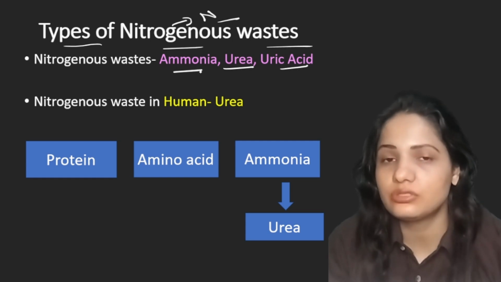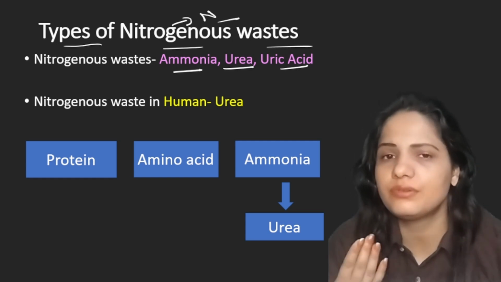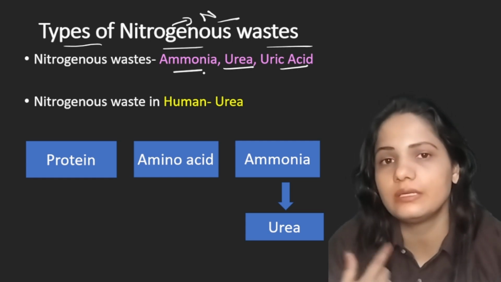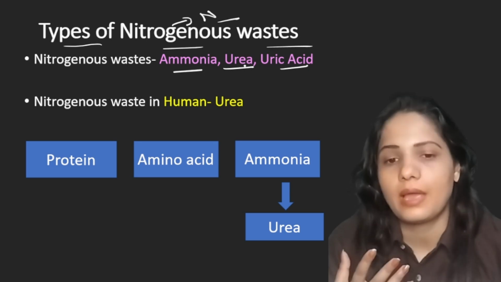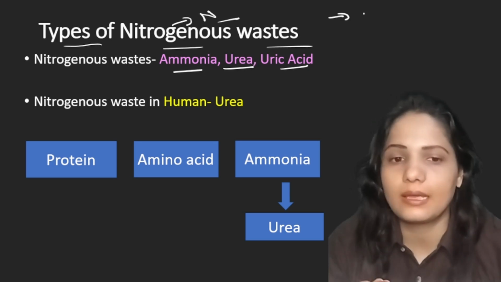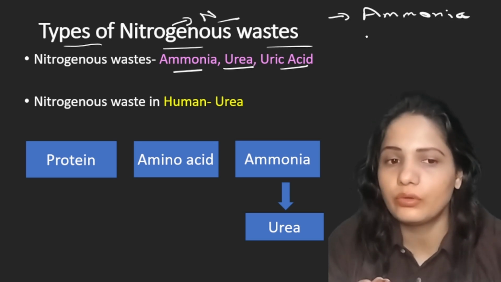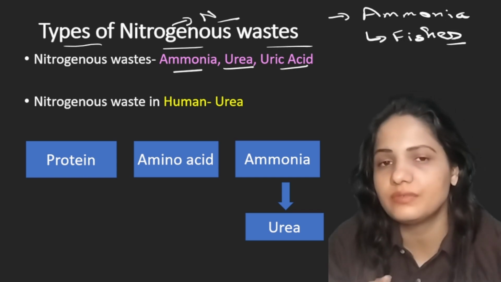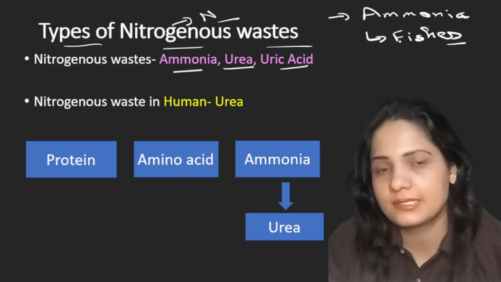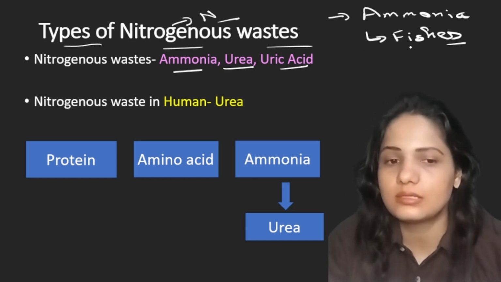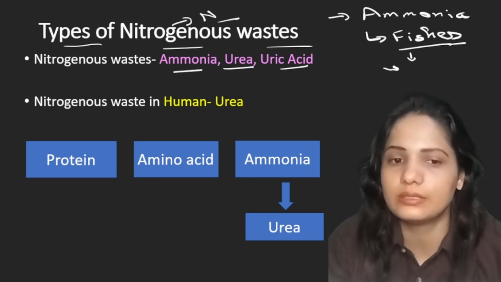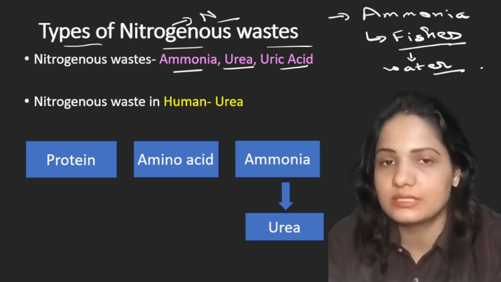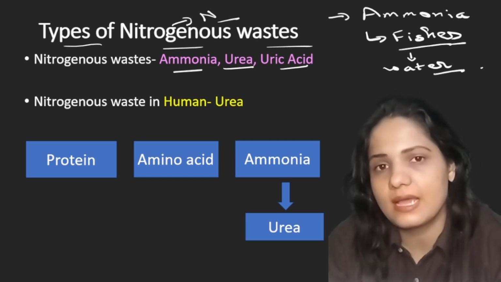Now these three types of waste are present in different types of organisms depending on their habitat characteristics. Habitat means where they live. If we see, ammonia is the excretory waste in fishes. Now why do the fishes have this ammonia as excretory waste? The answer is very simple, because they live in water. Whichever organism lives in water, those organisms will have ammonia as an excretory product.